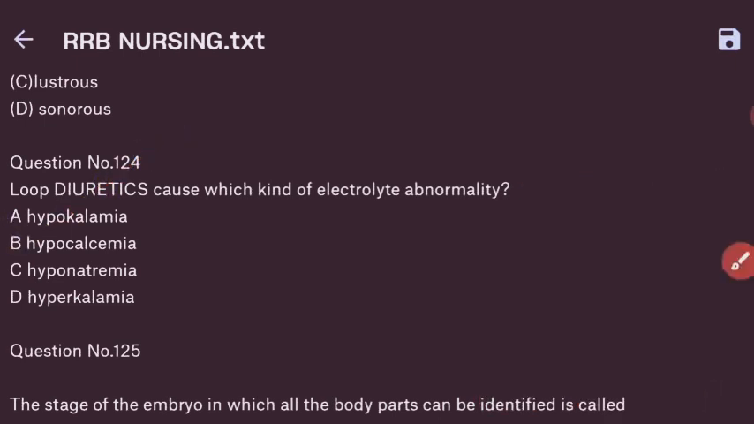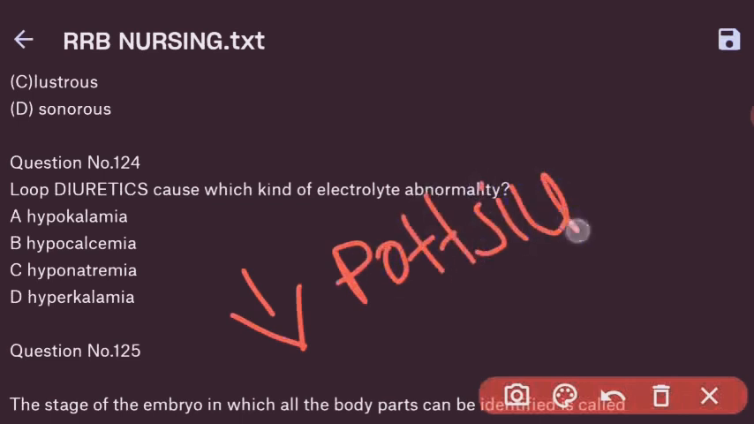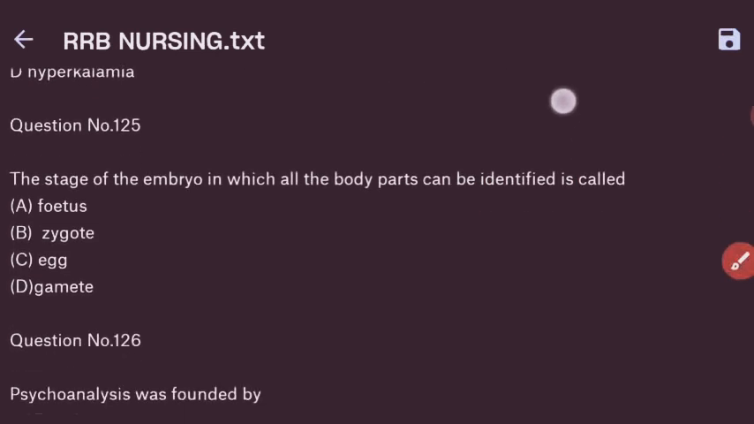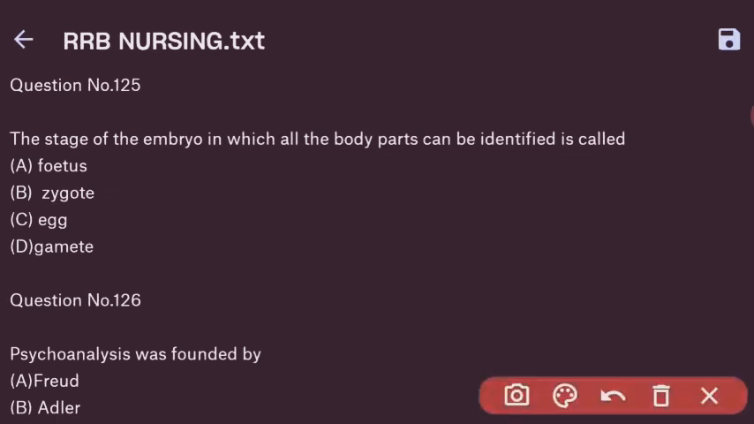Okay. Hypokalemia means a decrease in the potassium level. And the normal potassium level is about 3.5 to 5 milliequivalents per liter. So here loop diuretics cause deficiency of potassium in our body. Okay. Next question. The stage of the embryo in which all of the body parts can be identified is called the fetus.